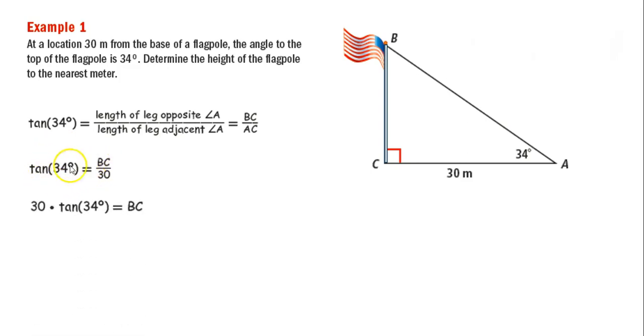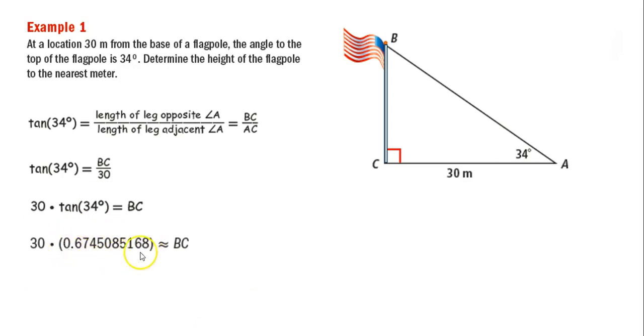So what I'm going to do here is just multiply by 30 on both sides to get this side length BC all by itself. It's divided by 30, so then I'm going to multiply it by 30. And then I have 30 times the tangent of 34 degrees. I don't know what the tangent of 34 degrees is. I'm going to type that into the calculator and figure out what that is. It turns out it's approximately 0.67450, and so on and so on.